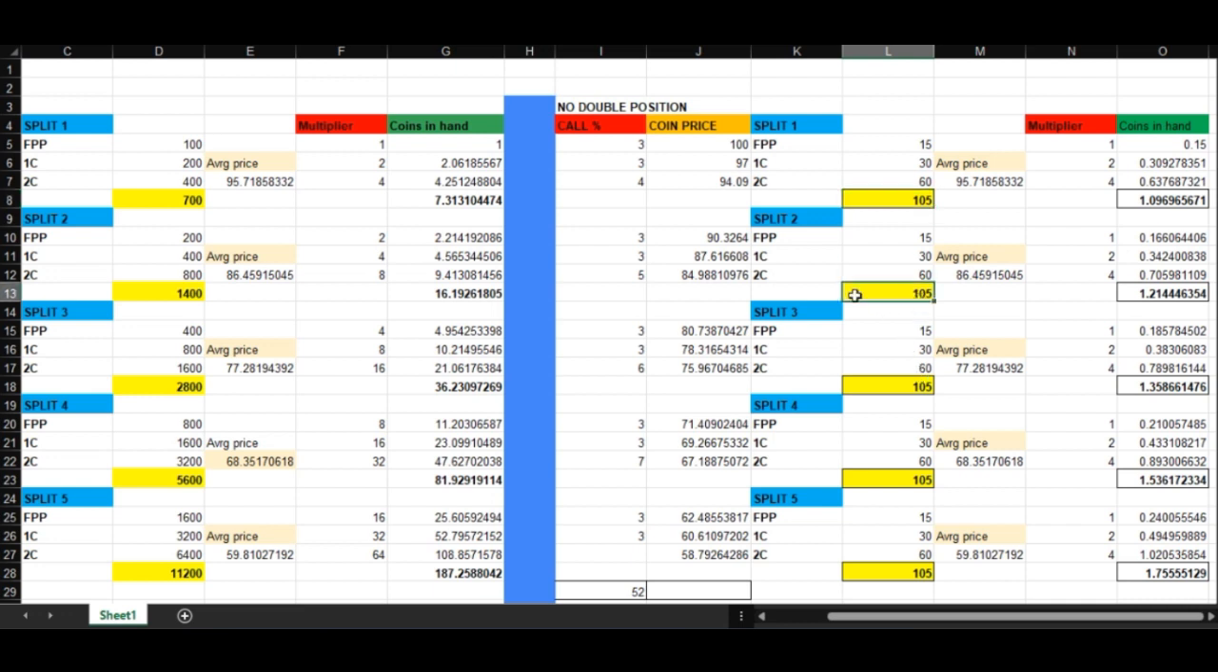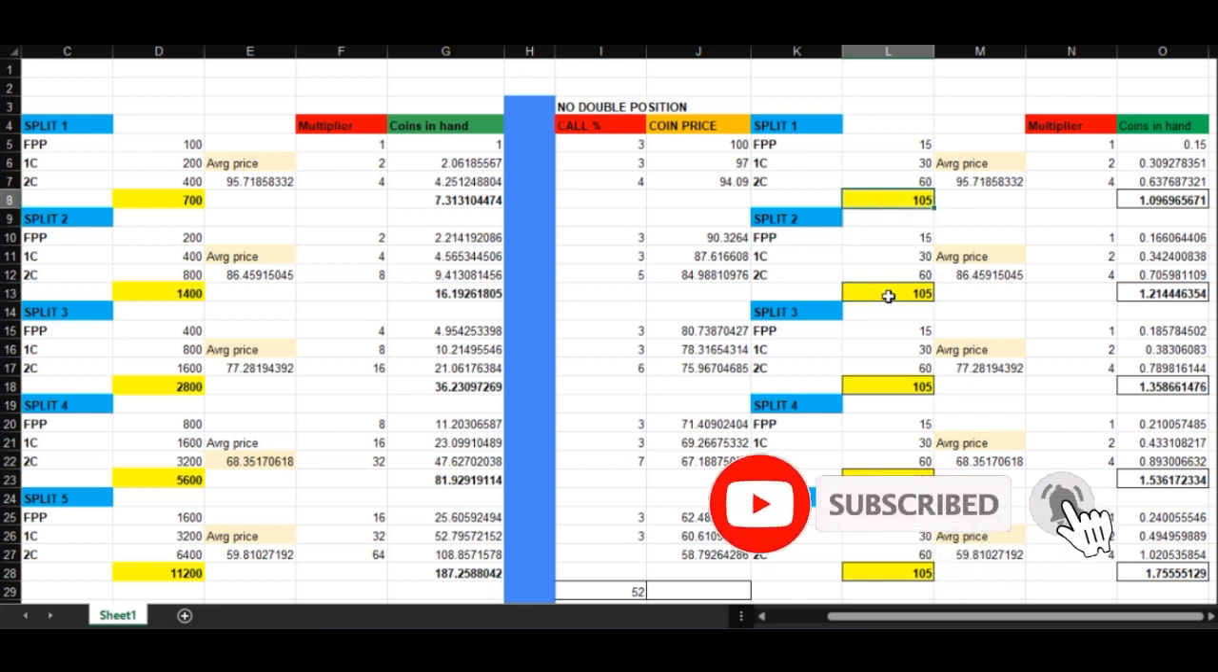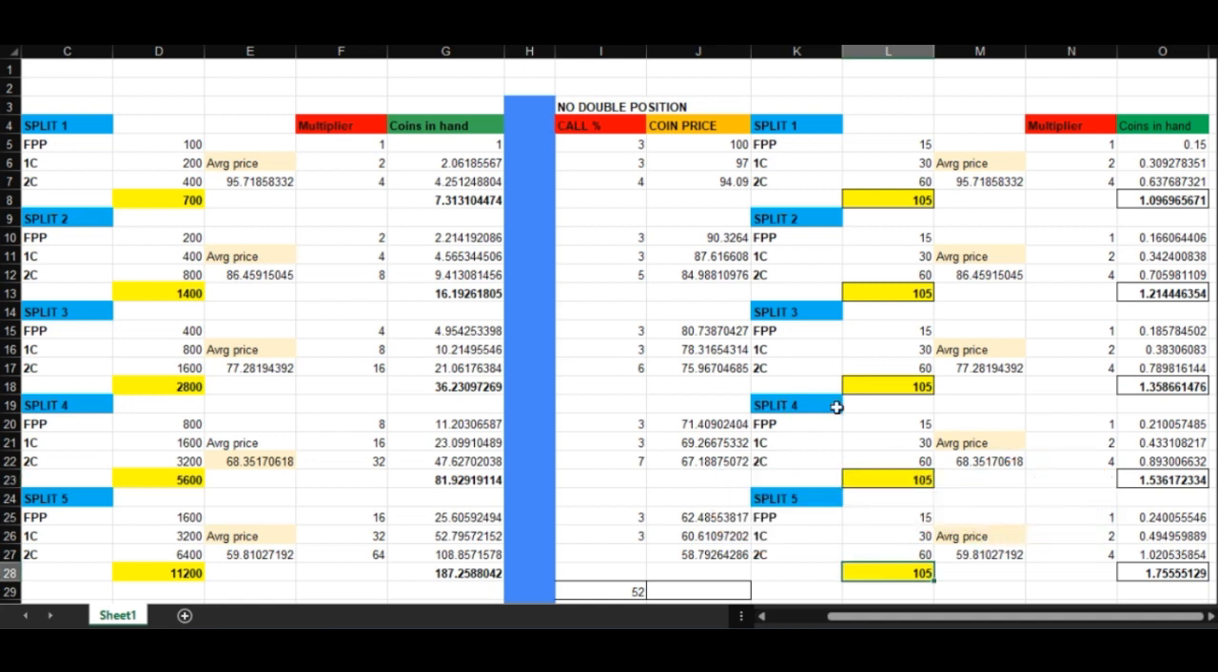If I change this to 15, it means that on the first split you need 105, second split 105. Now, because we are not using double position on, whatever will cover for the first split is the same amount that will cover for the second split, the third split, the fourth split, the fifth split, and it goes on like that. So this is exactly what you should have in mind: if you want to cover without the double position on, you need at least 105 USDT to cover for the first split.